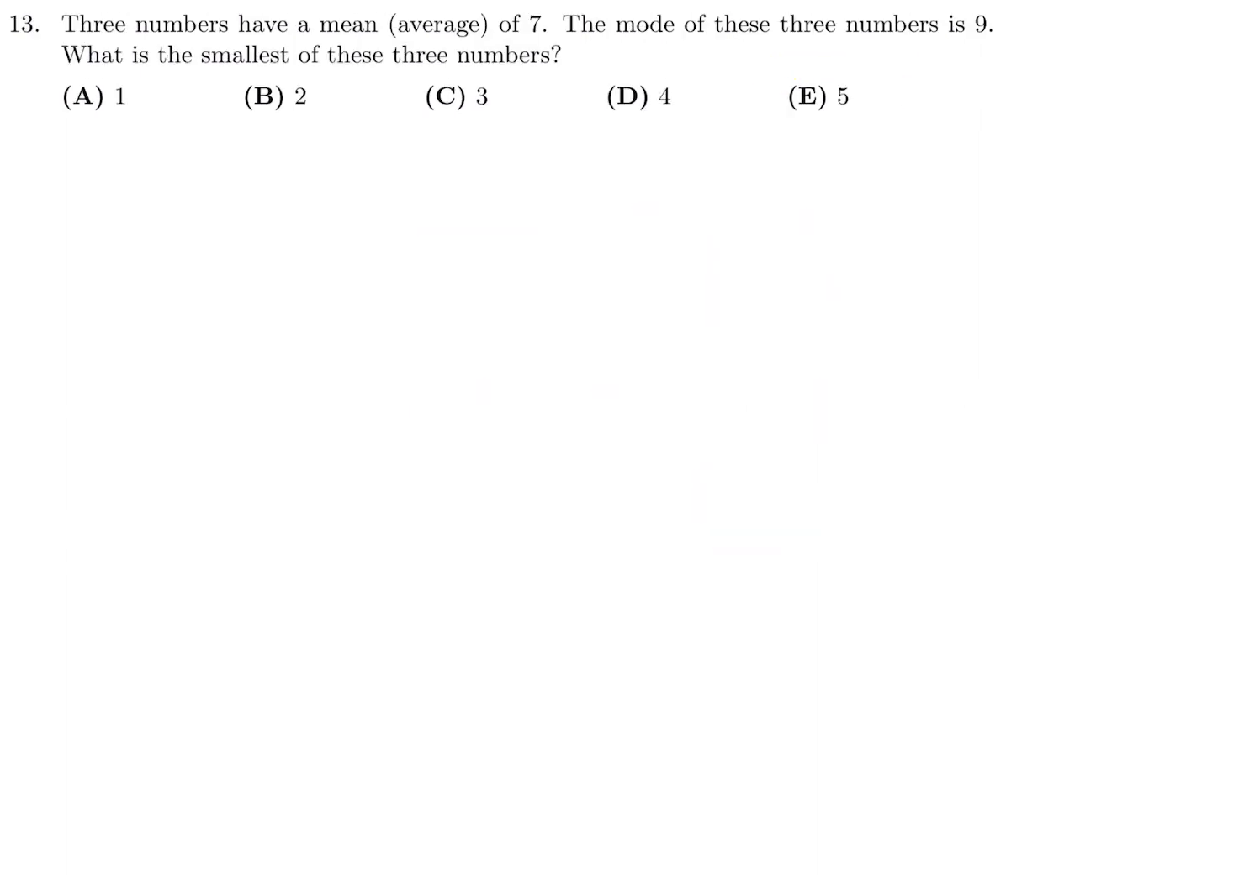3 numbers have a mean average of 7. The mode of these 3 numbers is 9. What is the smallest of these 3 numbers? So let's say we have A, B, and C as my 3 numbers, and then if I divide by 3, I get the average, which is 7 in this case. Now they tell me the mode is 9. That means the most common number is 9. So 2 of these numbers have to be a 9, like that.